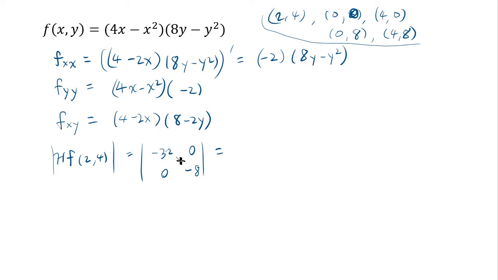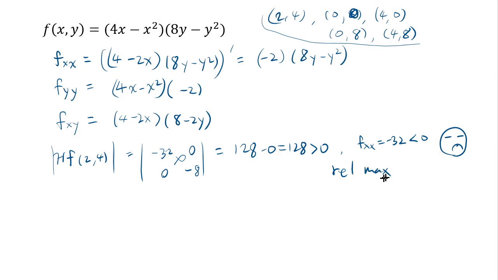Okay, and then this AD minus BC gives you 128 minus 0, so it's 128, which is positive. And because fxx is negative 32, which is negative, which is a frowning face, that means if the Hessian's determinant is positive and it's a frowning face, it's a relative maximum. Okay, so we found that (2, 4) is a relative maximum.